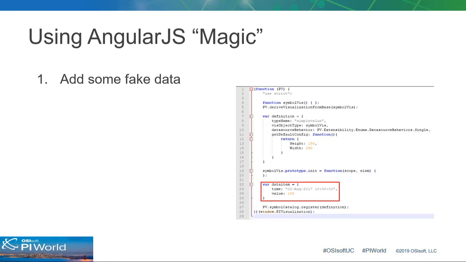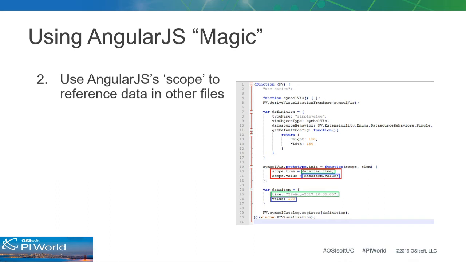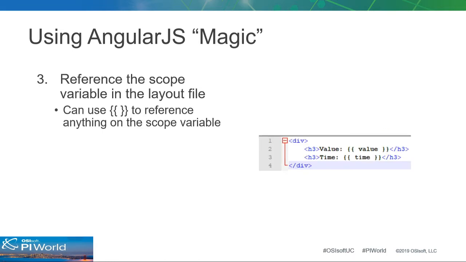So just to recap. Again, all of the code is in the slides here so you can go through it yourselves. We added some fake data. We referenced that fake data in a scope variable in our initialization function. And then we referenced the scope variable in the layout using curly braces to reference those objects on the actual scope variable itself. Do we have any questions so far about referencing things in the HTML file from the JavaScript file, or what we have done so far?